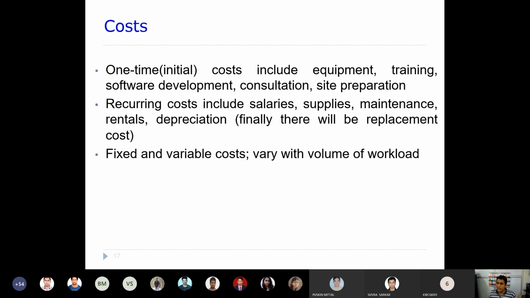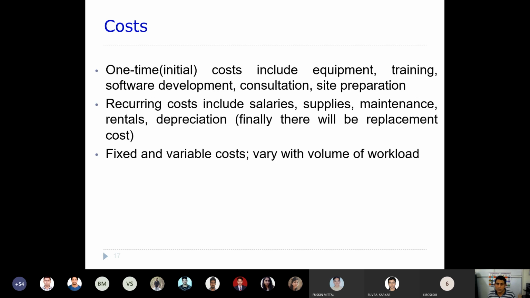So costs, there are various types of cost involved here. There is a one-time cost. Usually that includes equipment, training, software development, consultation, and site preparation, like where we are going to develop, I mean the space. So these are especially some sort of one-time cost.